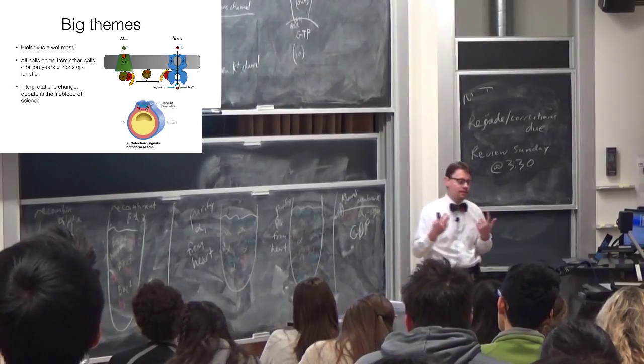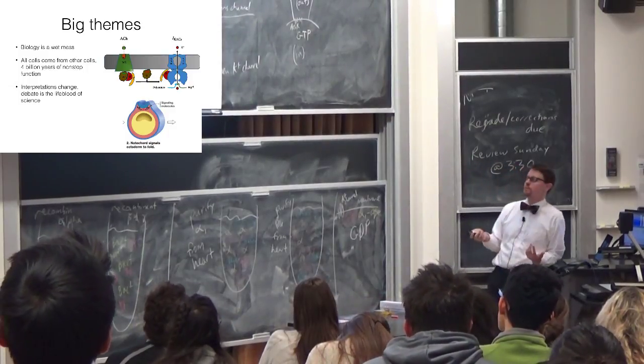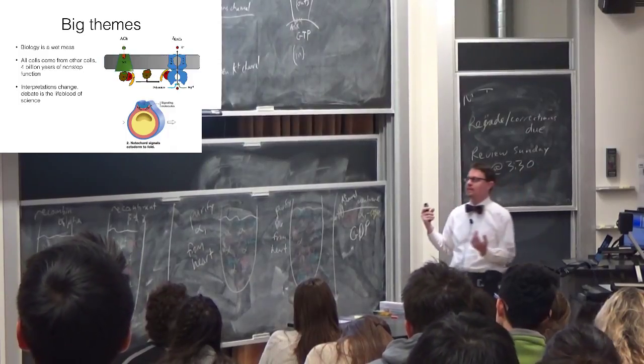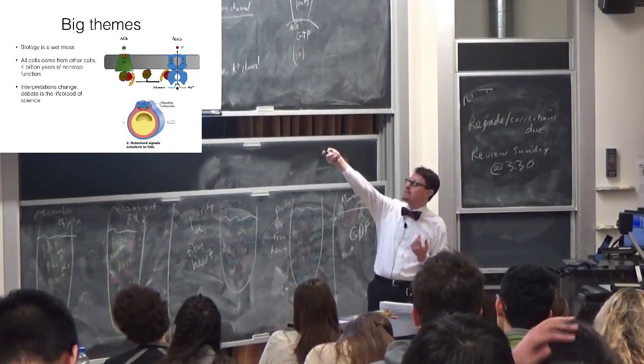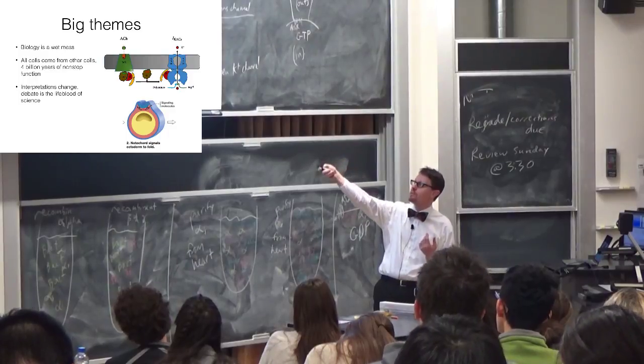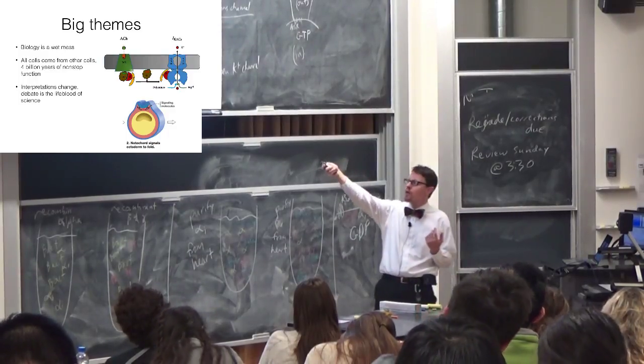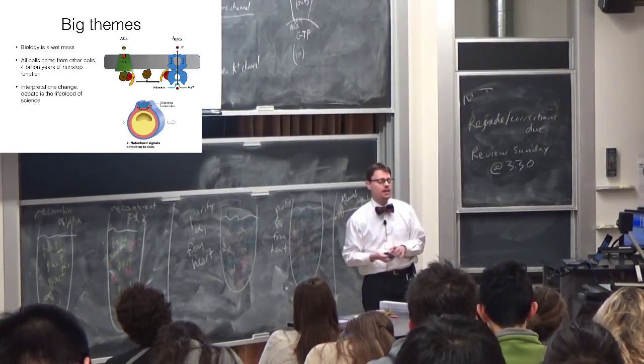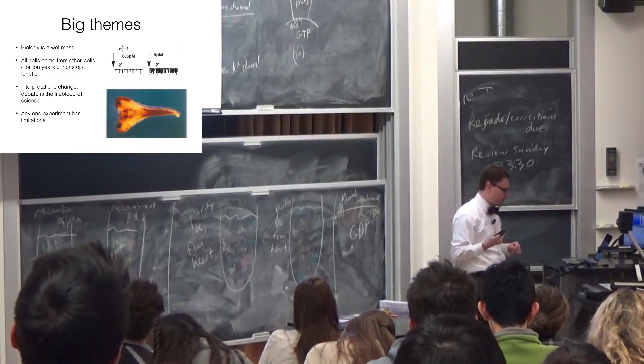One other big thing that I wanted to, especially in this last unit, think about is that interpretations change, and debate is one of the things that drives science. So whether it's the alpha or the beta gamma subunits is interesting. How noggin works is interesting, but to me, the ways we discover these things are quite amazing to learn about.